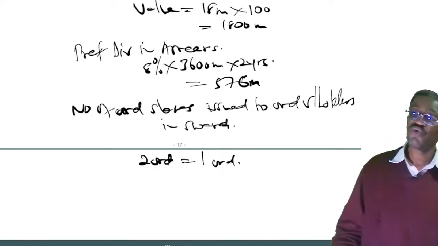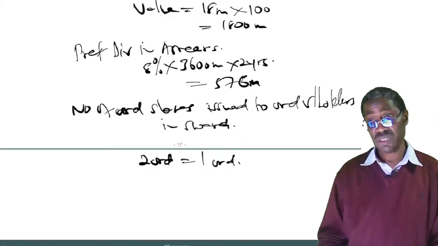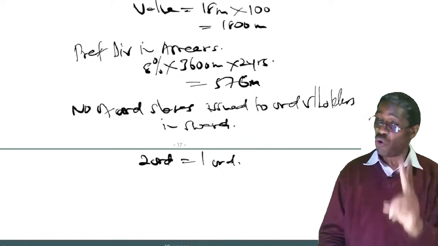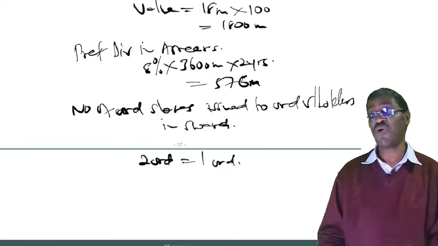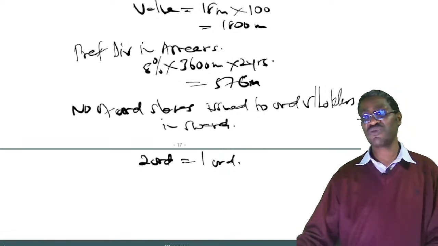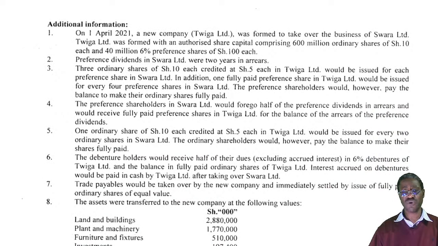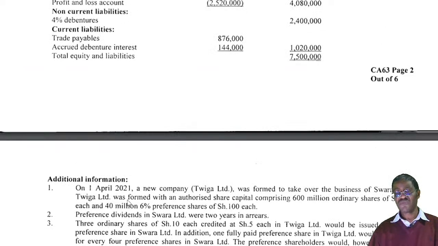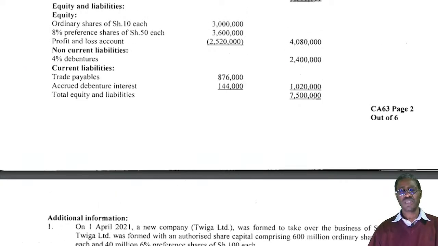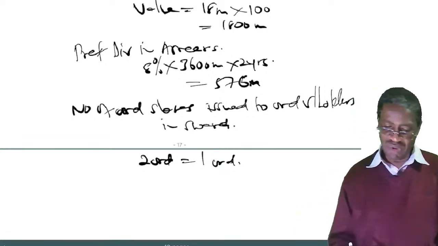You go back to the balance sheet of Swara. For every 2 of their ordinary, me as Twiga, I'm issuing one of my ordinary. So from the balance sheet of Swara, what is their share capital in terms of ordinary? From this balance sheet, the share capital of the ordinary is 3 billion. If I divide that by 10, that gives me 300 million.